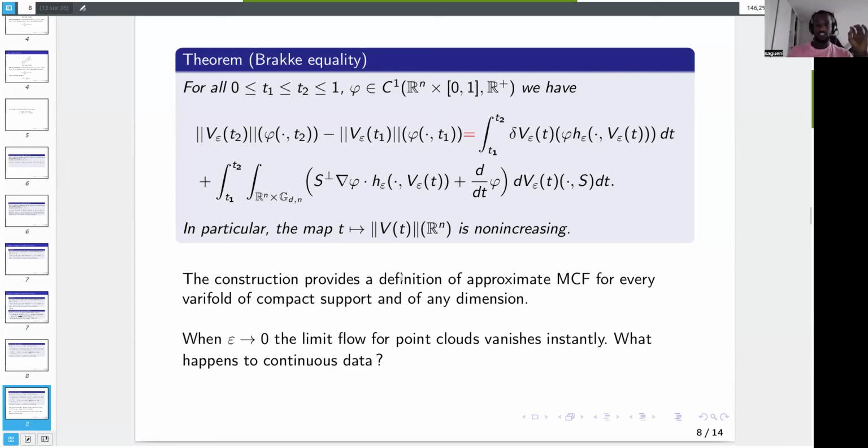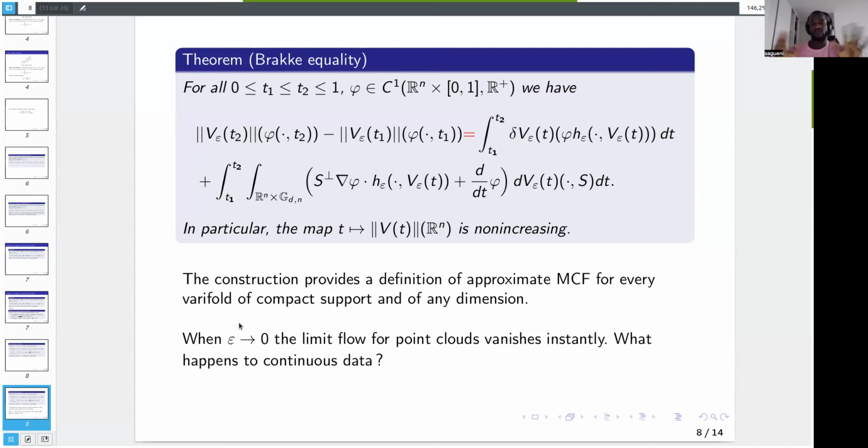Okay, the question now is, for some obvious reasons, the mean curvature of a point cloud does not exist because it's dispersed, and the points are not connected to each other.